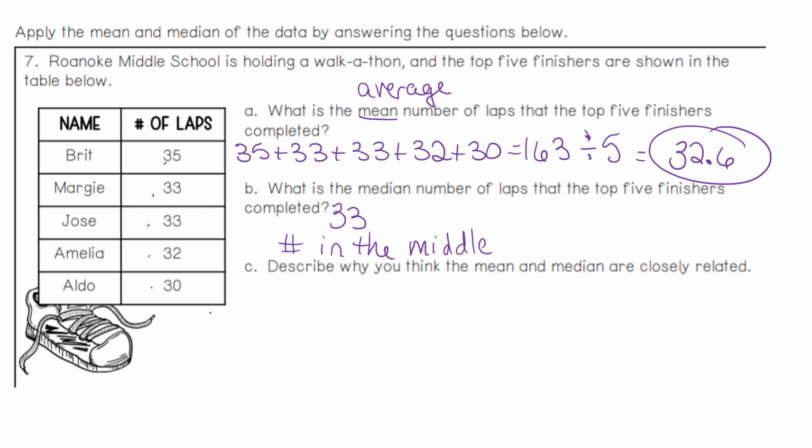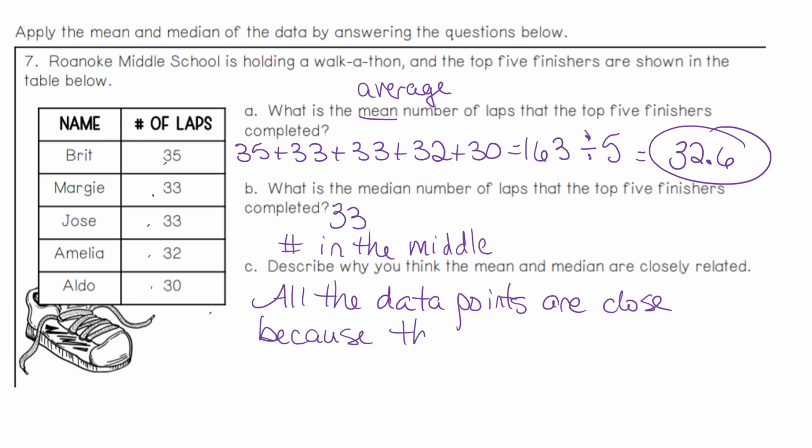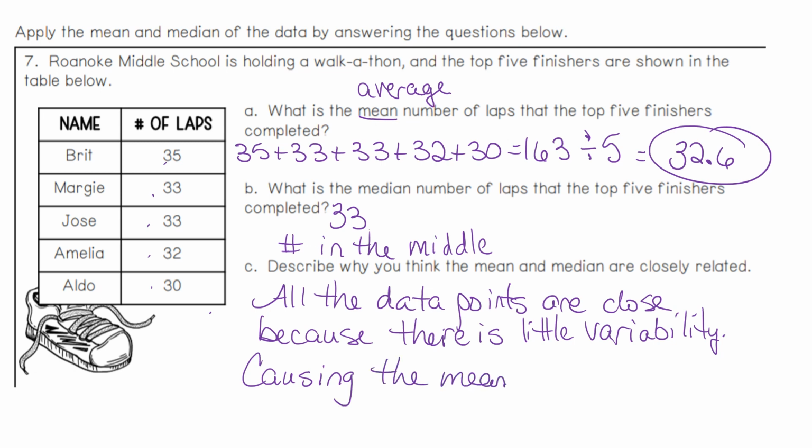Letter C says, describe why you think the mean and the median are closely related in this situation. So to describe that, we could say all of the data points are close because there's very little variability. So the mean and the median are close, causing the mean and median to be close, or resulting.